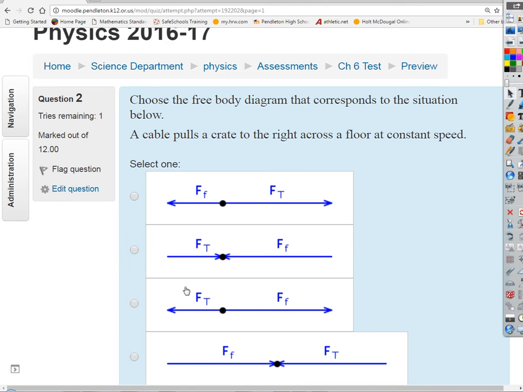Okay, choose the free body diagram that corresponds to the situation below. A cable pulls a crate to the right across a floor at constant speed. So now, hang on, if it's moving at constant speed, what does that imply? Yes, they're equal in magnitude. So the net force would have to be 0, right? That means the vectors have to be the same length.